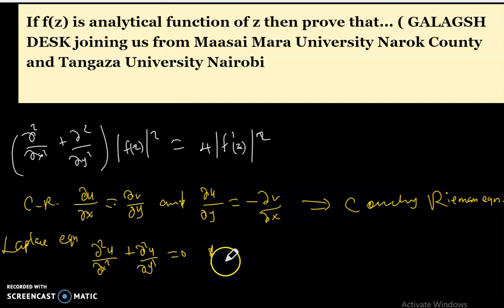And this Laplace also says that del squared of v with respect to x squared, plus we also have v with respect to y, and this also must be equal to 0. So this is the Laplace equation, and this is the Cauchy-Riemann equation. So our question must satisfy both the Cauchy-Riemann equation and the Laplace equation.